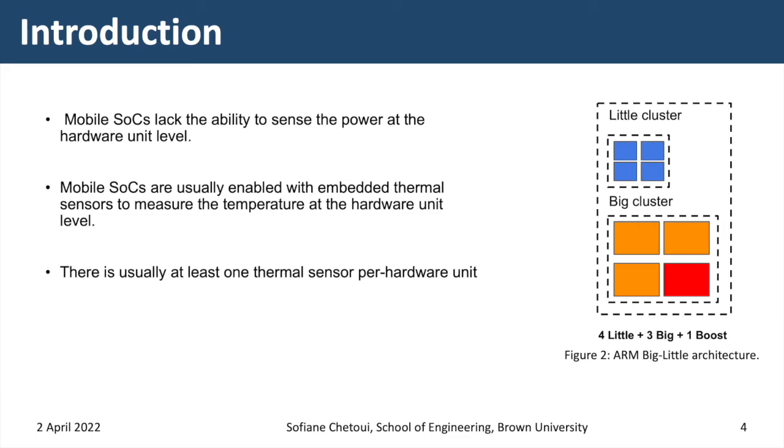For instance, in figure 2, I'm showing an ARM big little architecture of a CPU. As you can see, the CPU is composed of 4 little cores, 3 big cores, and 1 boost core, which is shown in red. So usually in a cluster of 8 cores, you would at most find 1 to 2 current sensors that could be used to measure the power. However, you could find up to 14 thermal sensors for the whole CPU.